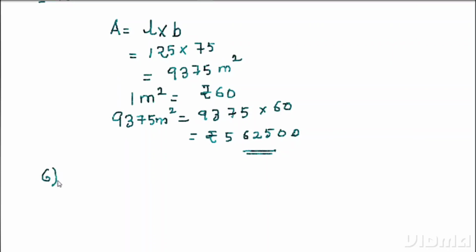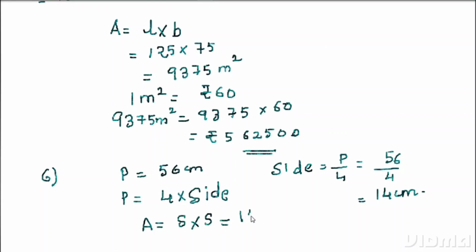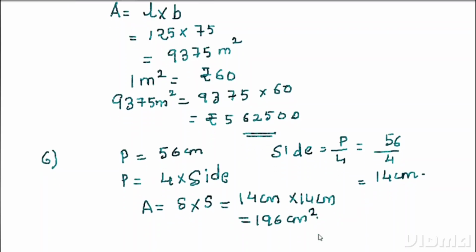Sixth question says that you have to find the area of a square whose perimeter is given to you as 56 centimeter. So the perimeter is what? 4 into side. So how can I find the side? Side is going to be perimeter divided by 4. So perimeter is 56 divided by 4. So I get that side is 14 centimeter. So I have got the side. Now can I find area? Yes, area is side multiplied by side. So that is 14 centimeter multiplied by 14 centimeter. So that is giving me 196 centimeter square. So this was very simple. So this was the sixth question.